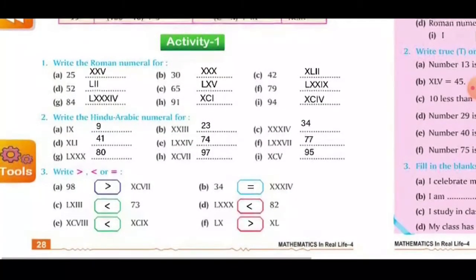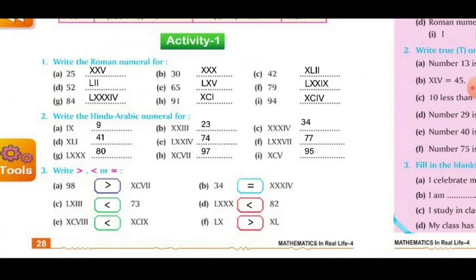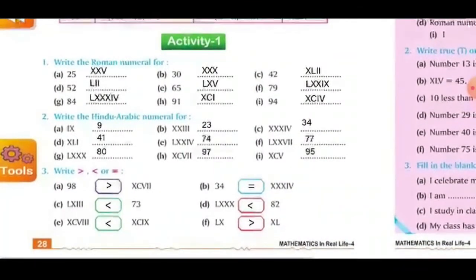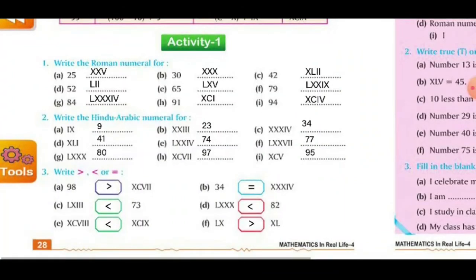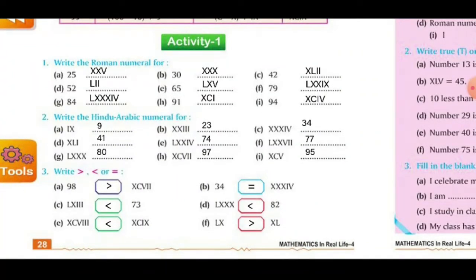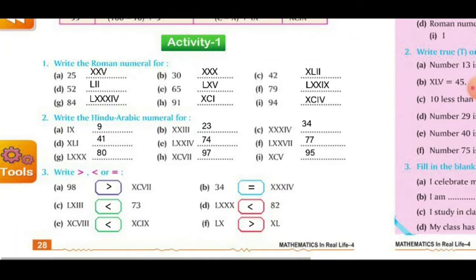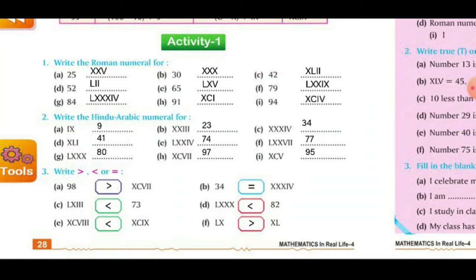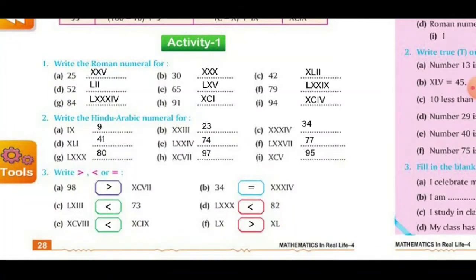E. XCVIII. XC is 90 and then 8. 98 dash. Again XC is 90 and then 99. 99 is the greater here. So draw the arrow mark in the given space. F. LX dash XL. LX is nothing but 60, dash 40. So which is the greater? LX is greater. So draw the greater than symbol.